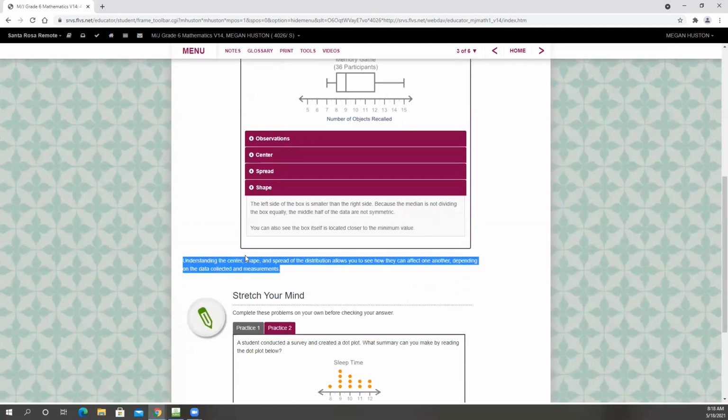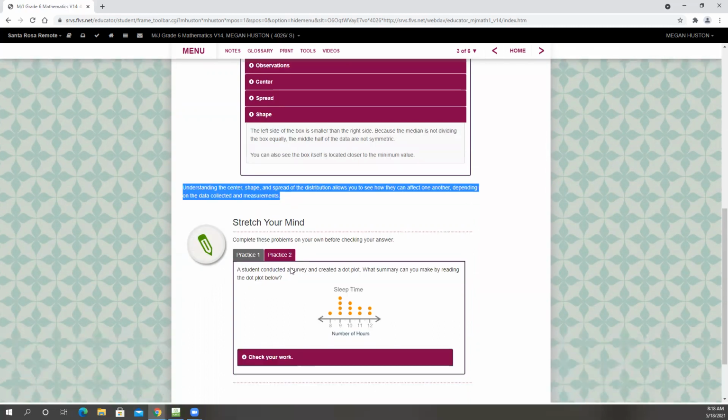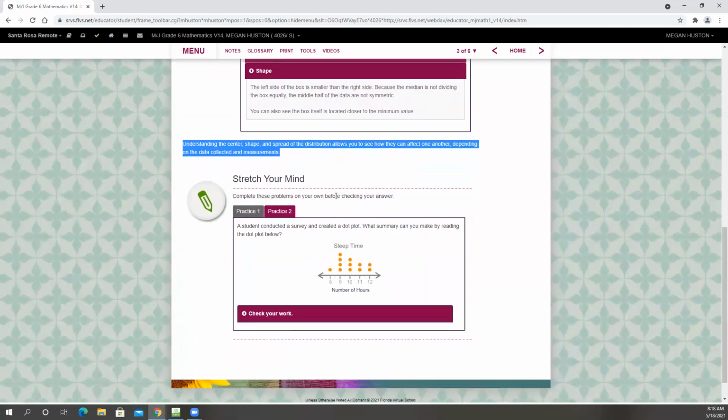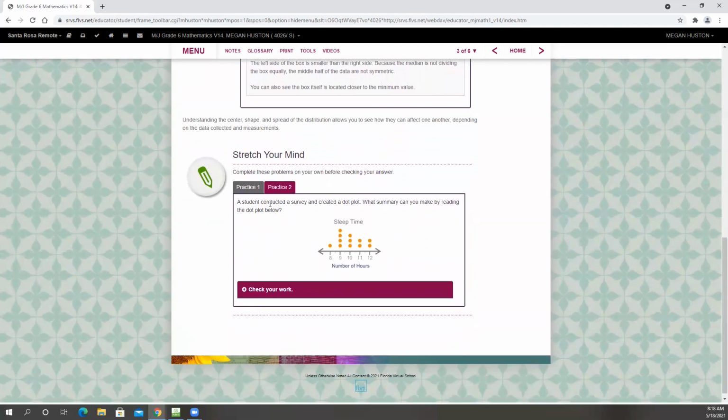So understanding the center, shape, and spread of the distribution allows you to see how they can affect one another, depending on data collected and measurements. There are 2 practice problems down here. For the first one, it says a student conducted a survey and created a dot plot. What summary can you make by reading the dot plot below? Go ahead and make some observations. Pause the video if you need to jot down what observations you can make about this dot plot.